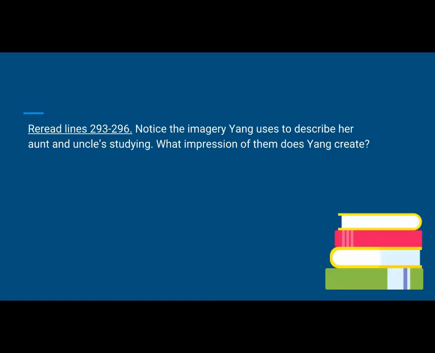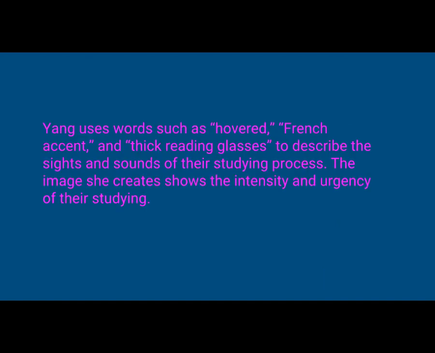Reread lines 293 to 296. Notice the imagery Yang uses to describe her aunt and uncle's studying. What impression of them does Yang create? Pause while you think. Yang uses words such as hovered, French accent, and thick reading glasses to describe the sights and sounds of their studying process. The image she creates shows the intensity and urgency of their studying.